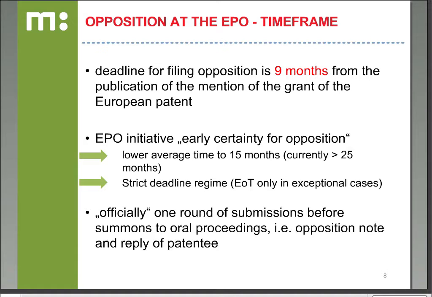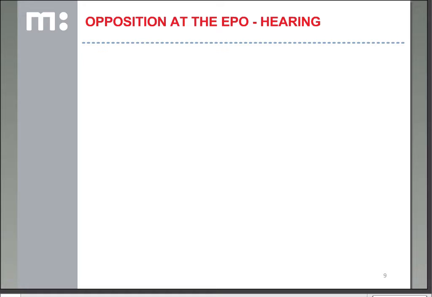There is one point here. The summons for oral proceedings will usually be issued several months after you receive the reply of the patentee. So then, of course, you have the possibility to send another reply. But officially, the EPO tries to limit the time for preparation of the oral proceedings and to do that rather strictly.